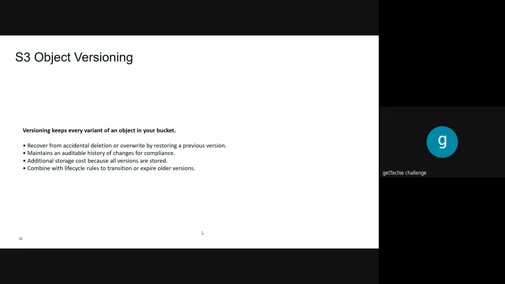The additional storage costs, because all versions are actually stored. So one thing about versioning you should keep in mind is that it incurs additional storage costs. Then combine it with a lifecycle rule to transition or expire older versions. There's a way you can transition older versions to a cheaper storage class, or you can expire them. You can delete them. It's not all the data you need.